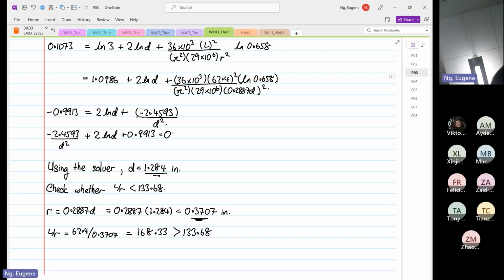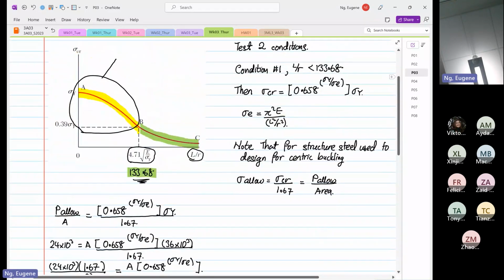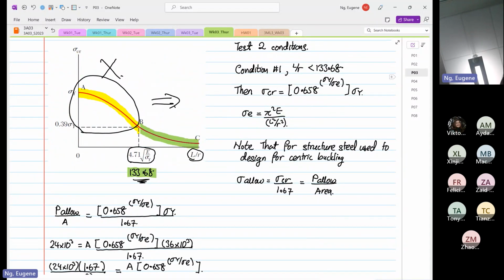Okay. So from here, therefore, D, which is equal to 1.284 inches, is not valid. Okay, it's not valid. So our structure, we cannot use this side for the analysis. We have to use the right-hand side.